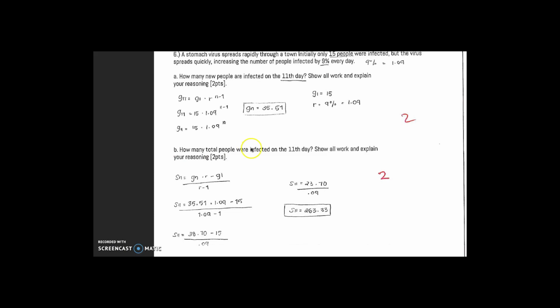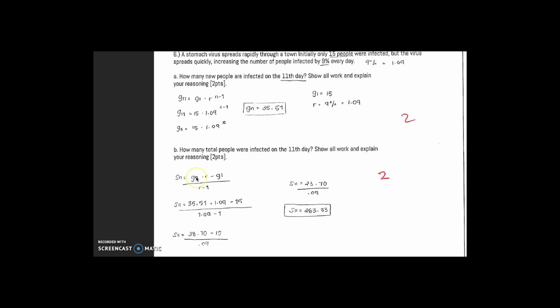So if I need to find the 1st, 2nd, 3rd, 5th, all the way up to the 11th day and add them all up, I'm going to use a finite geometric sum formula. The student wrote down the formula. Always write down your formula first. Gn times r, multiply those two first, then subtract g1 over r minus 1.